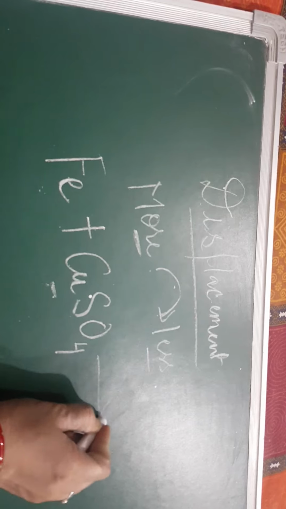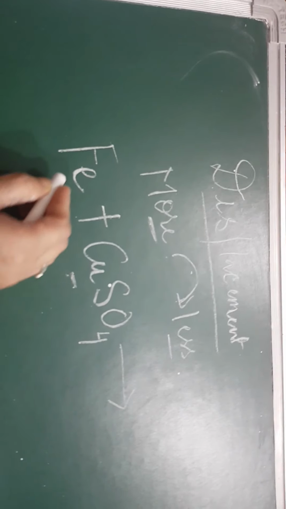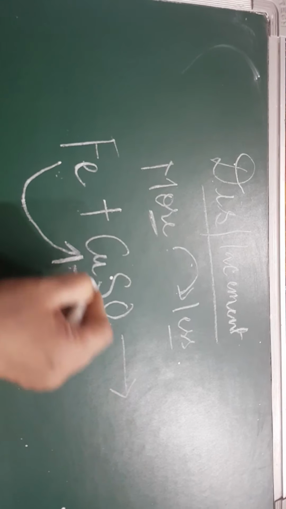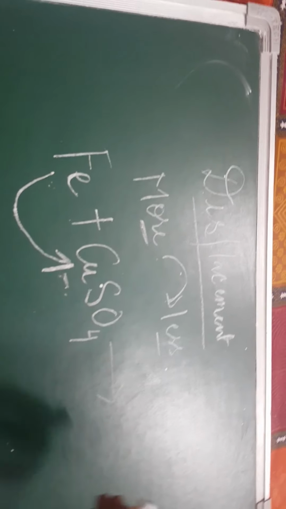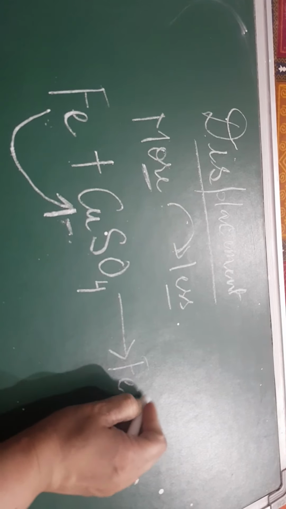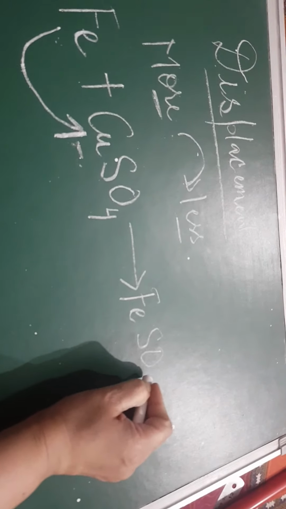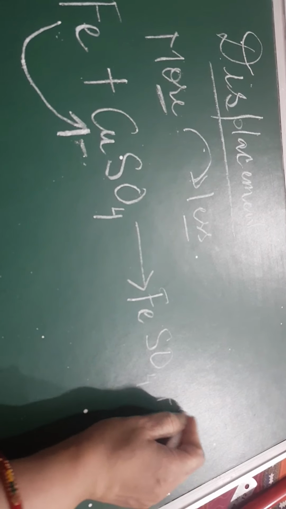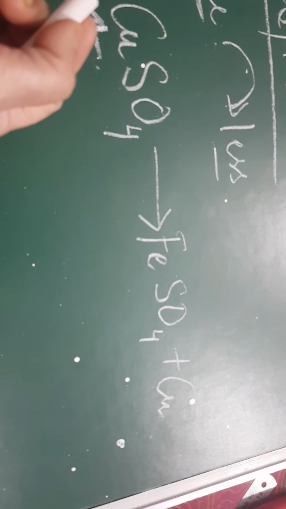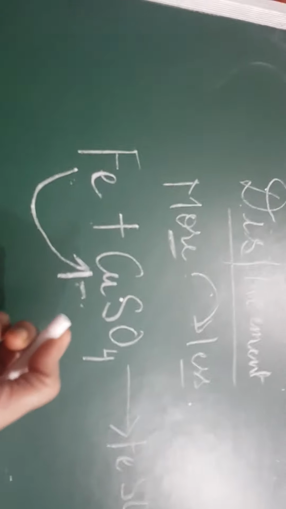Now here, because iron is more reactive than copper, iron will displace copper from its salt solution or from its compound, and we get FeSO4 plus copper, ferrous sulfate plus copper. Now during this reaction, what changes can you observe? The three changes we can observe during this reaction.